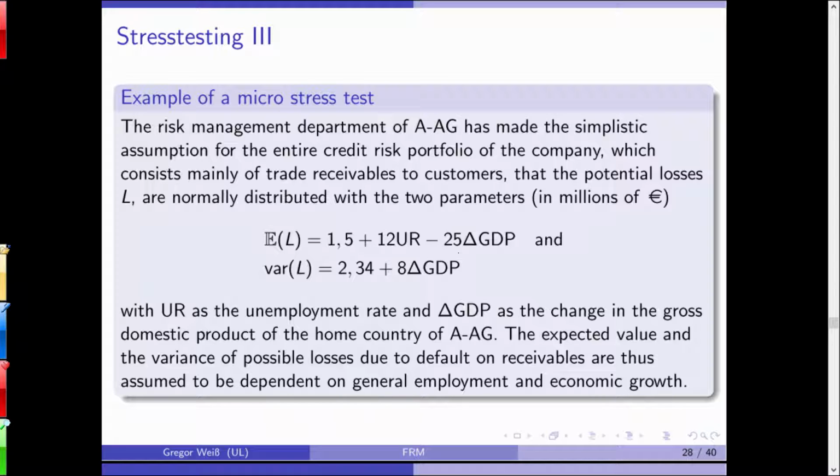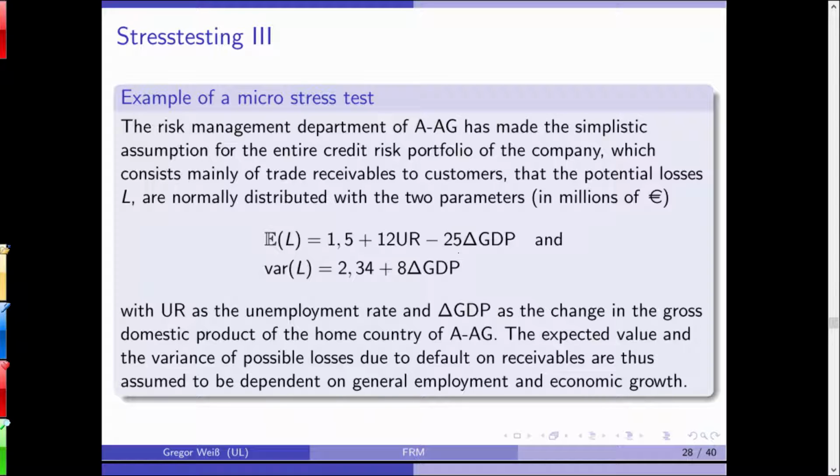For example, you have a company, and you know that the expected loss and the variance of the losses are a function of the GDP growth, the unemployment rate, and the interest rate level. Then you do a scenario for the unemployment rate and the GDP growth, and you just insert it. You come up with a potential loss under this extreme scenario, and I have to admit, this is a very trivial example, but it should give you an idea of what you would do.